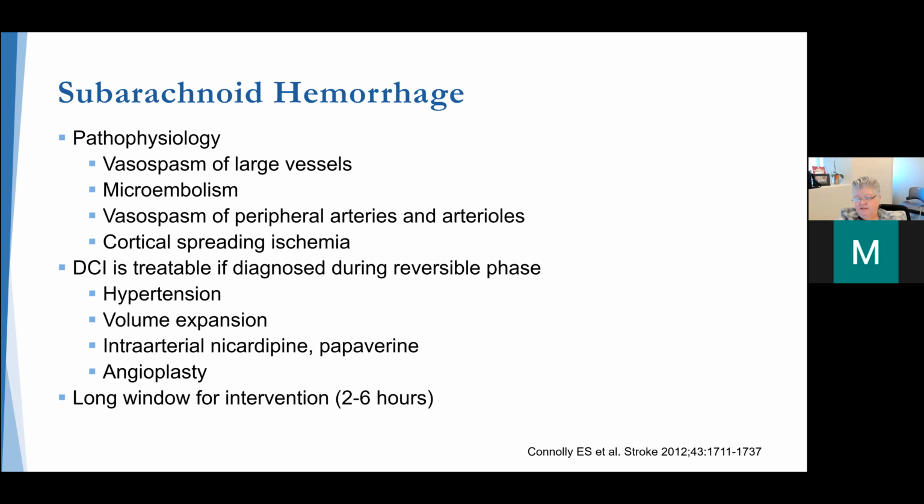Vasospasm of large vessels, as I mentioned, is the most common cause, and DCI related to that is treatable if it's diagnosed during the reversible phase. So blood pressure can be increased, patients can be given IV fluids to increase blood volume, they can receive intraarterial nicardipine or papaverine, or even undergo angioplasty to open up the vessels and prevent a permanent stroke. And importantly, there's a fairly long window for intervention because the ischemia is also often mild or moderate, and you have time to intervene before a permanent infarct occurs.